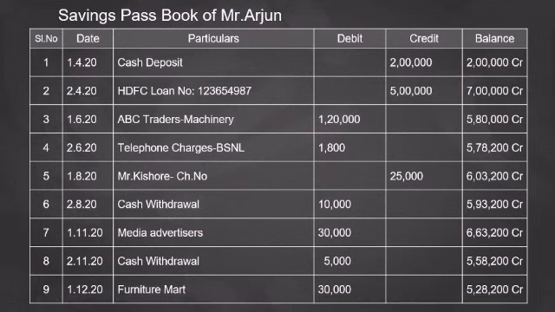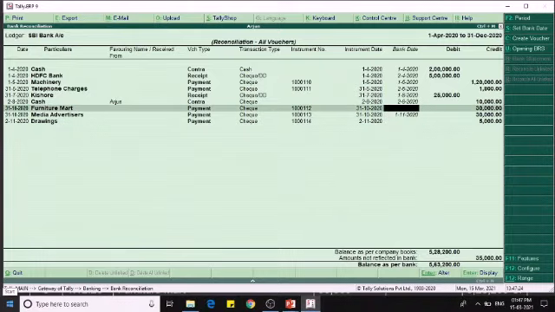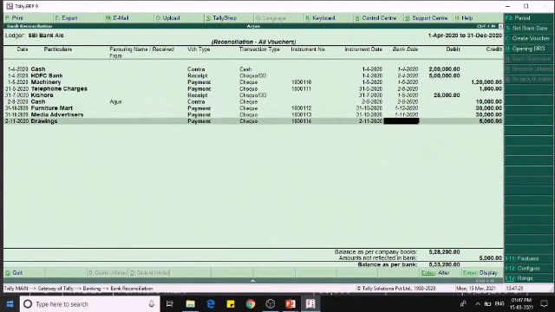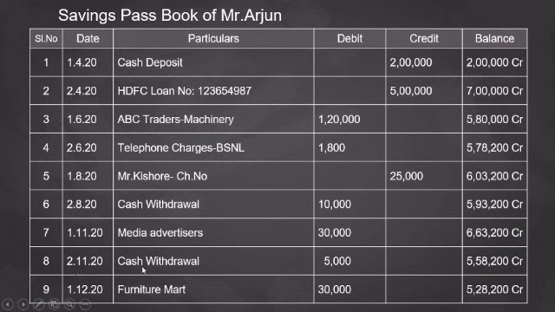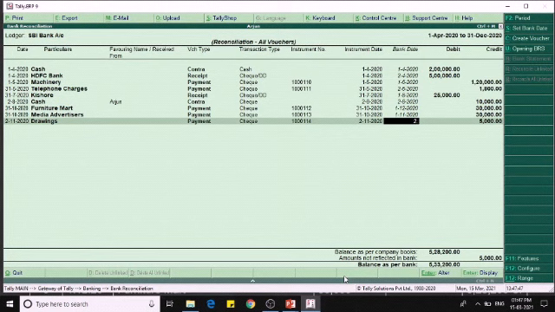and then for the Furniture Mart it is honored on 1st of December. Okay, so we have to give 1st of December. After that, finally we are withdrawing the cash for the personal use. It is reflected on the same day, both in the company's book and in the passbook. Now we can see on the 2nd of November we are withdrawing the cash for 5,000. So this we can enter as 2nd of November.